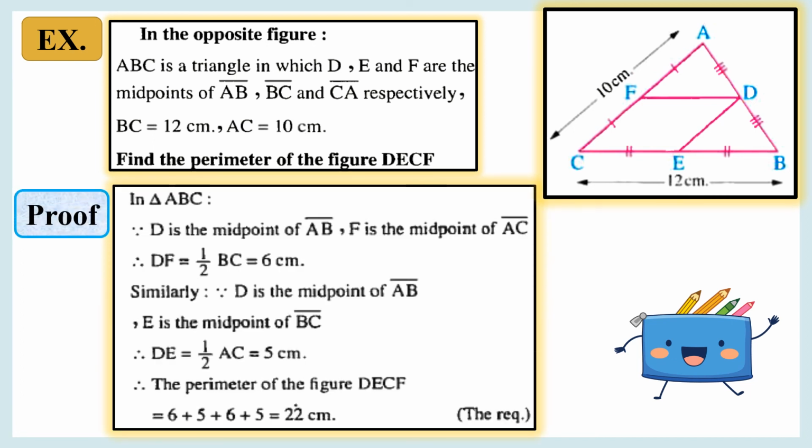Our proof here: in triangle ABC, since D is the midpoint of AB, F is the midpoint of AC, then DF equals half BC, equal to 6 centimeters. Similarly, since D is the midpoint of AB, E is the midpoint of BC, then DE equals half AC, equal to 5 centimeters. Then the perimeter of the figure DECF equals 6 plus 5 plus 6 plus 5, which is equal to 22 centimeters.